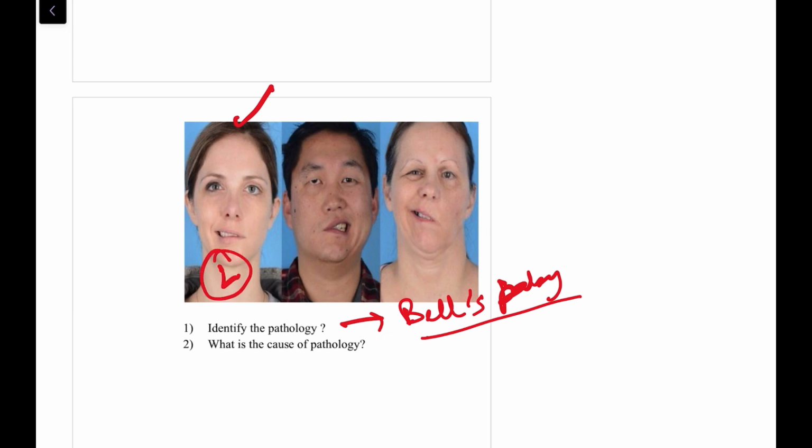Left. Again coming to the second picture, here again as you can see the facial expressions are more or less prominent on this side. So this is a right-sided Bell's palsy. Then coming to the third picture, this again is a left-sided Bell's palsy because the expressions are more or less present in the right half of the face.